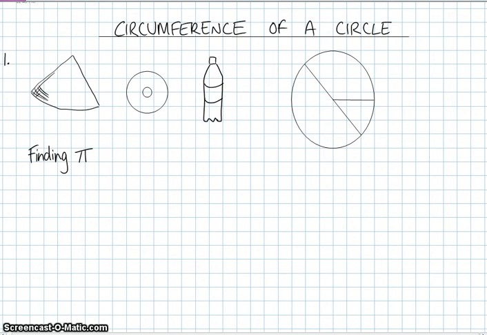In this class, we'll be looking at how to work out the circumference, diameter, or radius of a circle, and then looking at the perimeter of a couple of shapes as well. The first thing we did, of course, was look at how to find pi. We looked at various things: the Vietnamese conical hat, a CD, a water bottle, and the job was to find the circumference and the diameter.